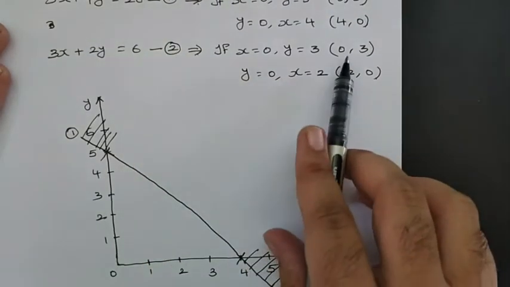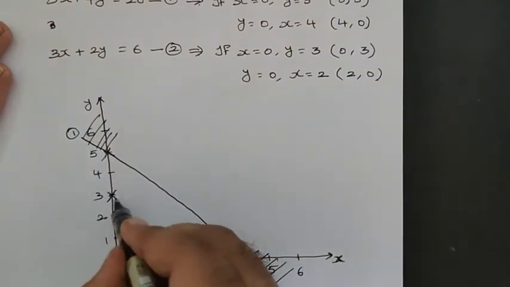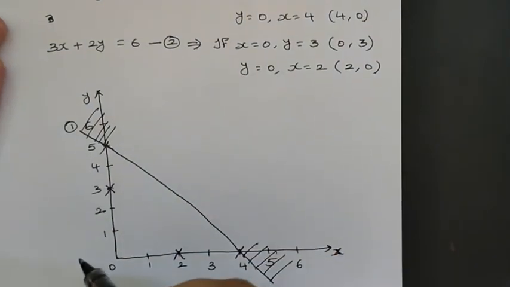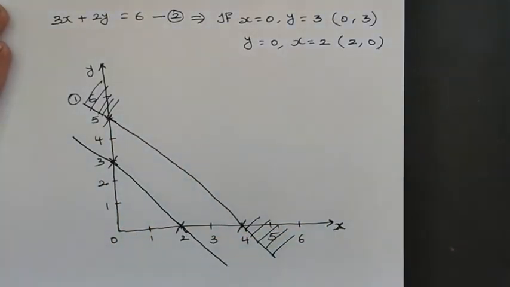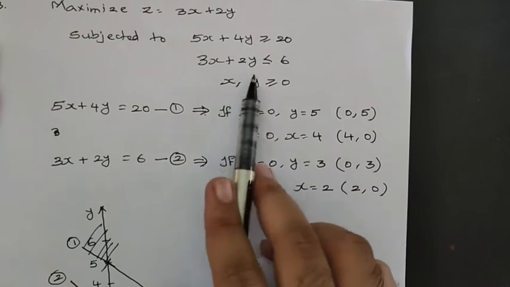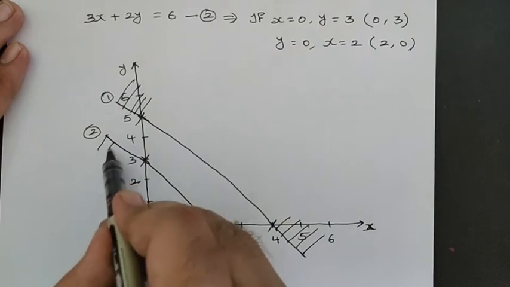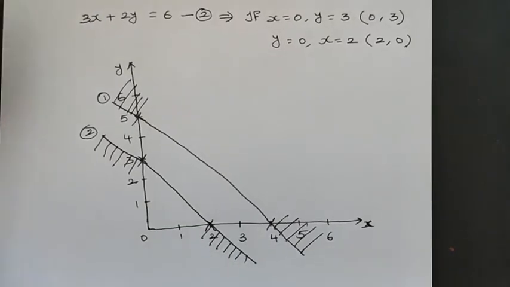The second constraint vertices are 0, 3, 2, 0. So 0, 3 means this one, 2, 0 means this one. Now let us draw a line by joining these points. So this is the line, second constraint. So what is the type of constraint? It is less than or equals to. So the region is completely below the line. Right. Now two constraints were drawn on the graph.